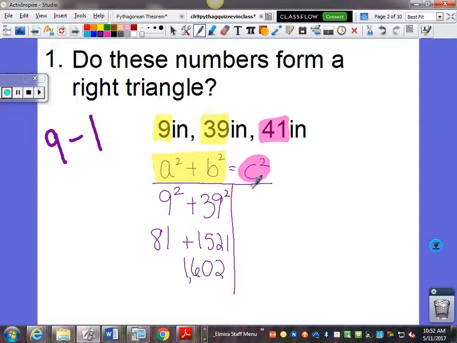So let's go to the other side where we're going to have the c squared. C was 41, so 41 squared equals 1,681. And just like all the other checks that we've done throughout the school year, if one side has one number and the other side has a different number, that would mean that whatever we're trying to figure out is not true. Okay, so do these numbers form a right triangle?